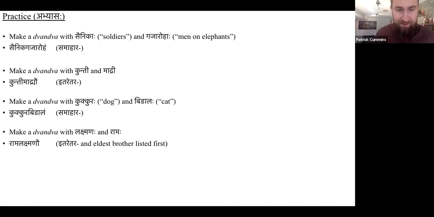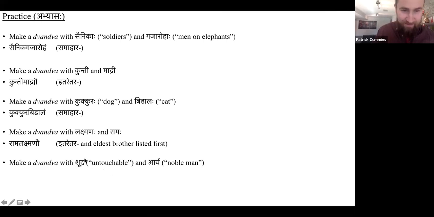Exactly. Very good. And here's a last one that I don't want to ask anybody because I don't think it's predictable. It's just to show that all rules have exceptions. Typically, when you just have people, it should become an itaretara dvandva. These two words, for whatever reason, stipulatively become a samahara dvandva, and typically the higher caste should come first, the arya, the noble guy, as opposed to the shudra. But for whatever reason, we get shudraryam, which is the opposite of what we would predict.